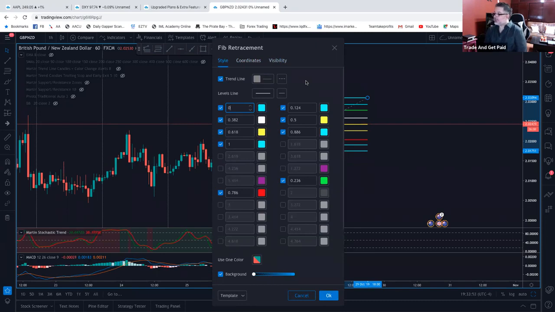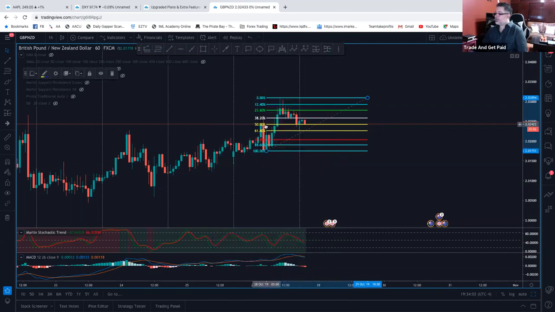And the colors on it are very specific. They're there for a reason. Let me go ahead and click OK here. The golden zone is kind of gold, 50 and 61%. This is the golden zone right here. The red is there because it's the last line of resistance.